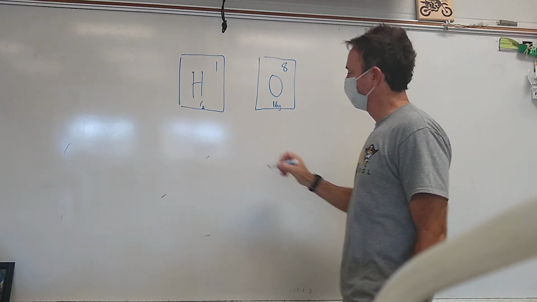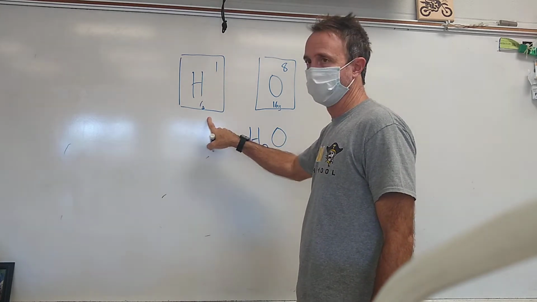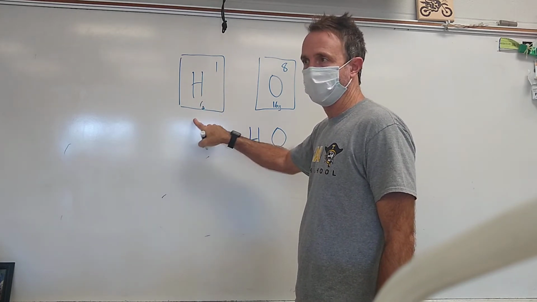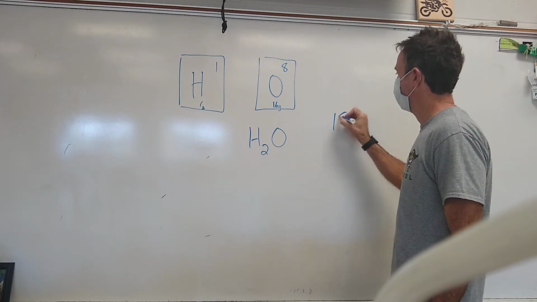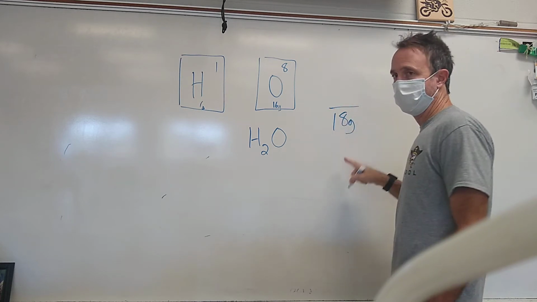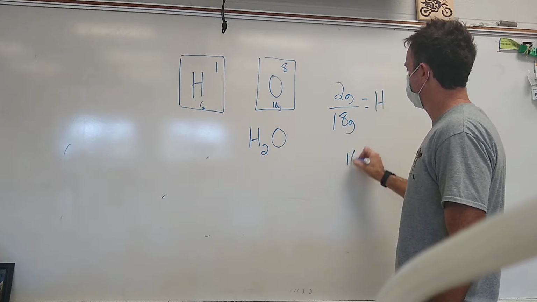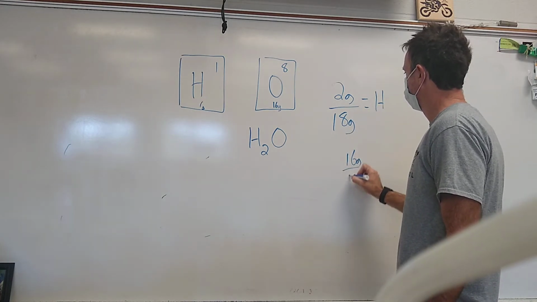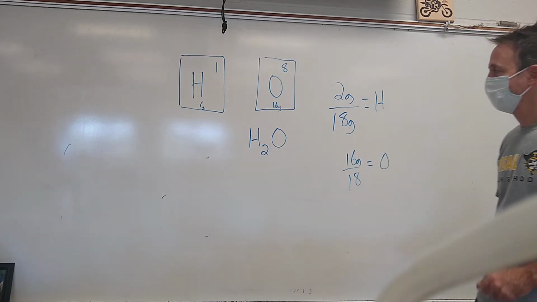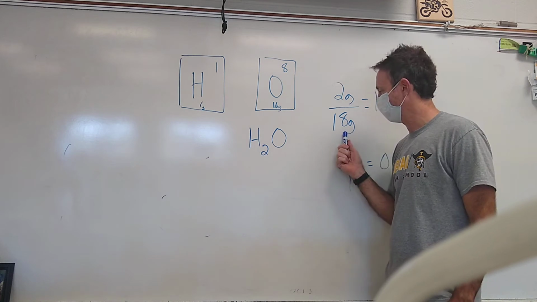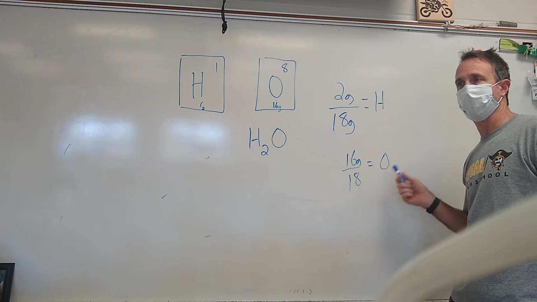Okay, the formula for water is H2O. So in other words, 1 plus 1 plus 16. So the total weight of water is 18 grams. And out of that 18, 2 of the grams are hydrogen, and 16 of the grams are oxygen. Does that make sense? So H2O has a molar mass of 18. 2/18 of it's hydrogen, and 16/18 of it's oxygen every time.